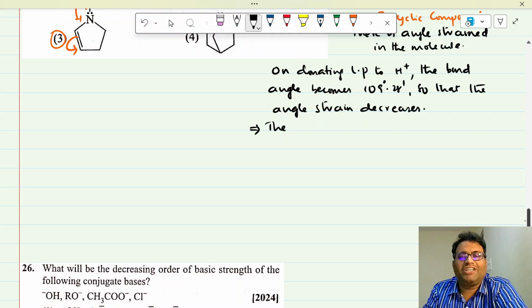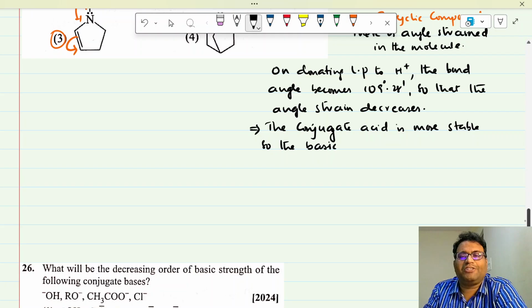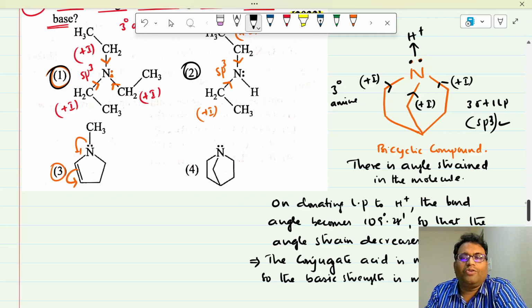So the conjugate acid is more stable. So we can say the basic strength is more. Basic strength is more. So for the fourth molecule, no doubt about it, it is a tertiary amine.